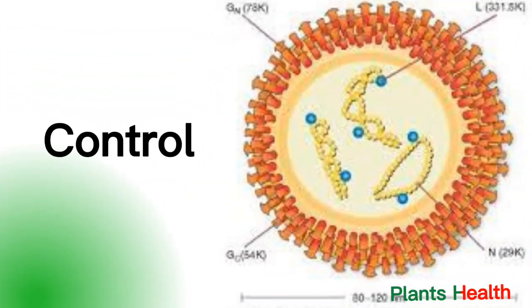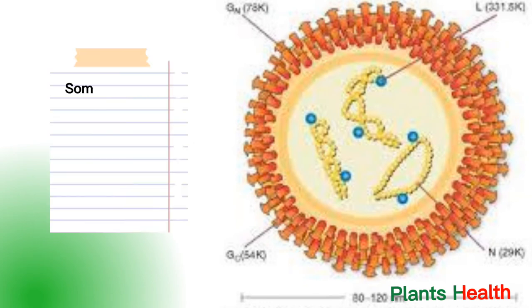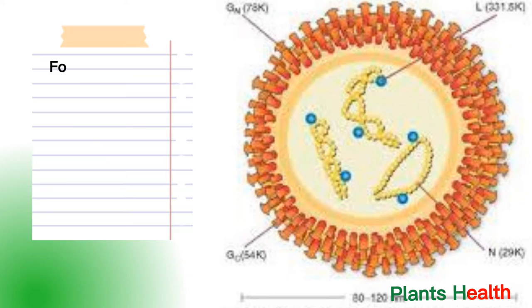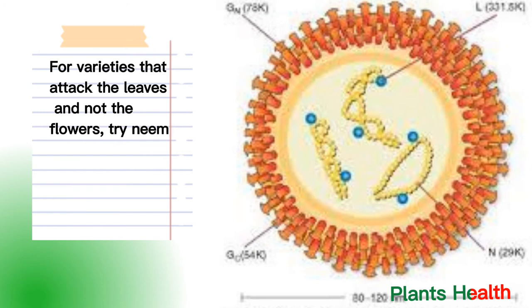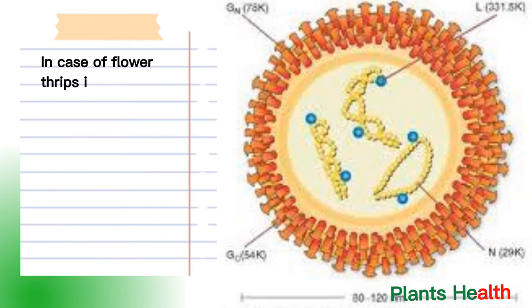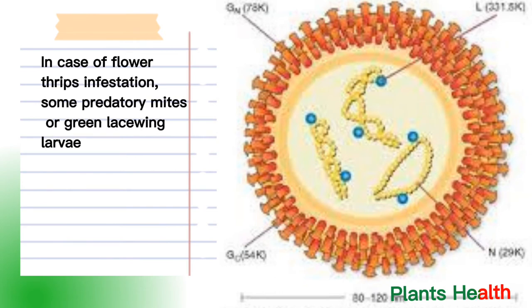Control. Some predatory mites feed on larvae or pupae of thrips and are commercially available. For varieties that attack the leaves and not the flowers, try neem oil or spinosad, especially on the undersides of the leaves. In case of flower thrips infestation, some predatory mites or green lacewing larvae could be used.